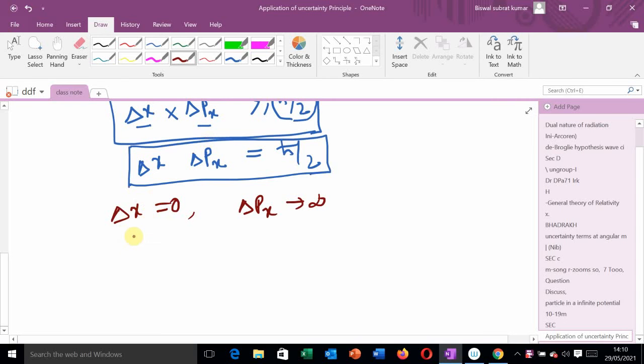Similarly, if delta px is 0, that means if your measurement of the momentum is exact, then delta x will be infinity, so you cannot measure the position of the particle. That means simply you cannot say where the particle is. So in a physical system, if you want to measure both the position and the corresponding momentum, you have to follow this uncertainty principle.